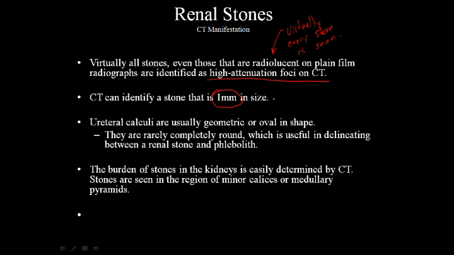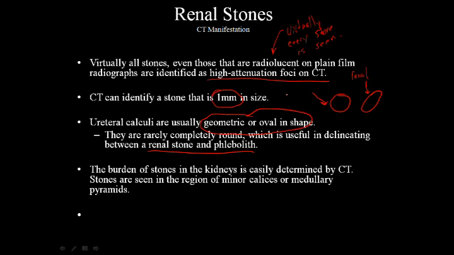Also, ureteral calculi are usually geometric or oval in shape. Usually, if they're in the ureter, then pretty much they're going to be nice and smooth and round. They are rarely completely round, which is useful in delineating between a renal stone and a phlebolith. So typically you're not going to see a nice round stone, but they're going to look more oblong like this. Phleboliths are going to be more round, and renal stones or ureteral stones are going to be like this. That's a way that you can tell them apart, because sometimes it gets confusing where a ureter is and where it isn't.